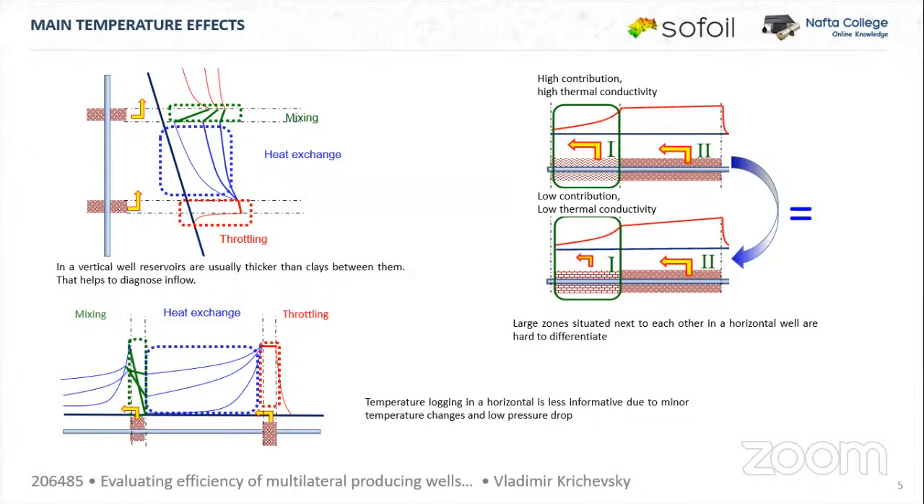Because if you have different situations, like layers, one of them with high contribution and high thermal conductivity of the rock, and another with low contribution and low thermal conductivity of the rock, the pictures could look the same or very, very similar. So the main problem of conventional temperature logging in horizontal wells is that the temperature changes in a horizontal wellbore are very low compared to the vertical one. And also, usually in a horizontal well, we have a lower pressure drop. And the inflow from a meter of the borehole length is an order of magnitude less than in a vertical well. And that's why all our temperature anomalies become barely visible.